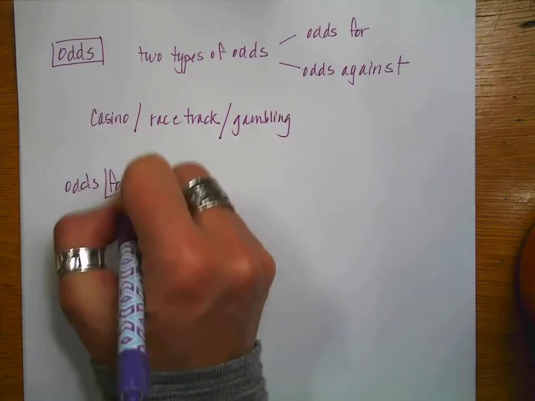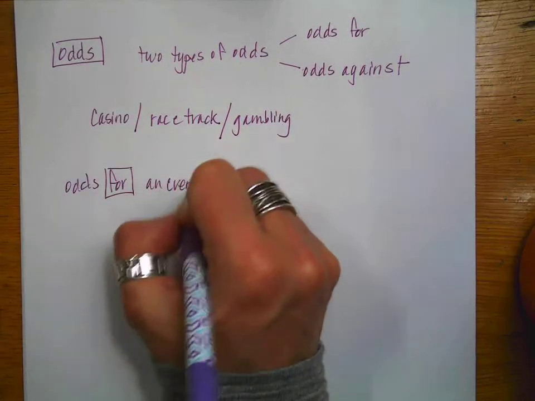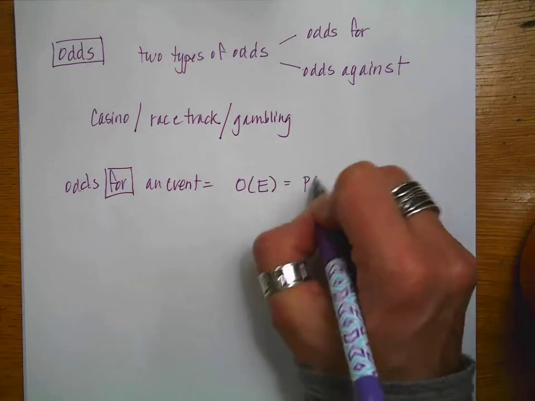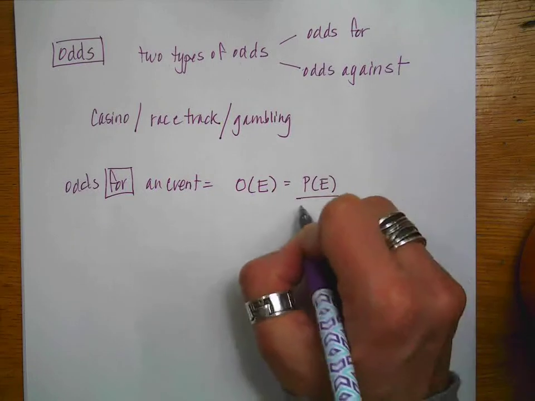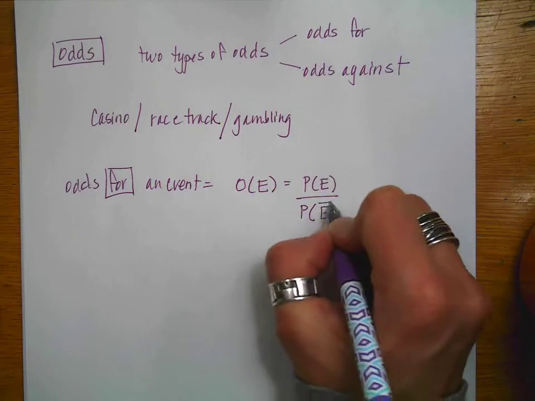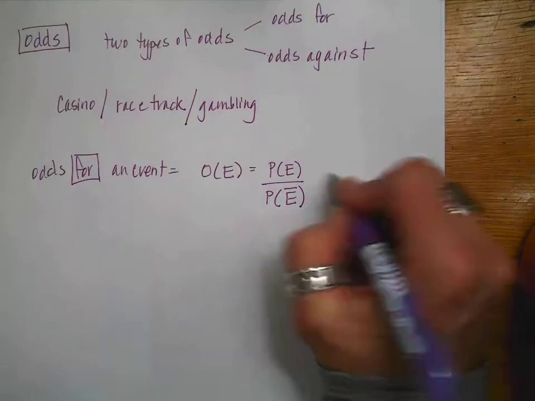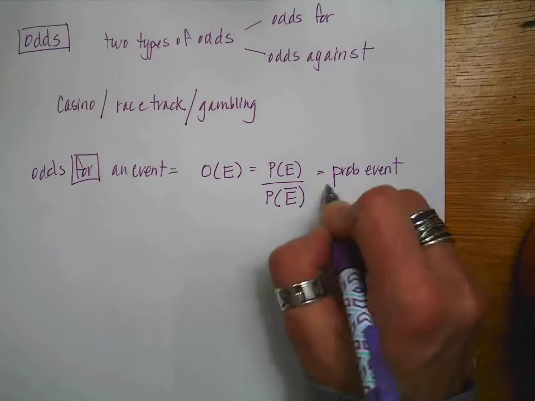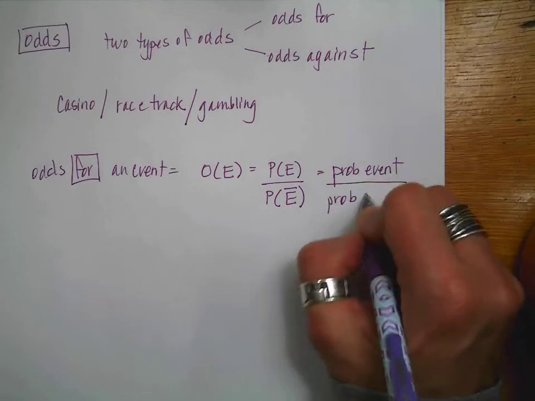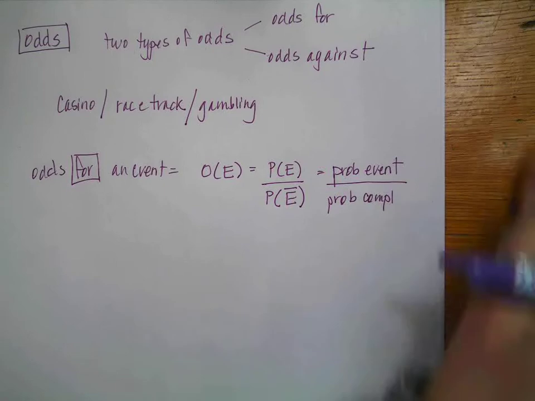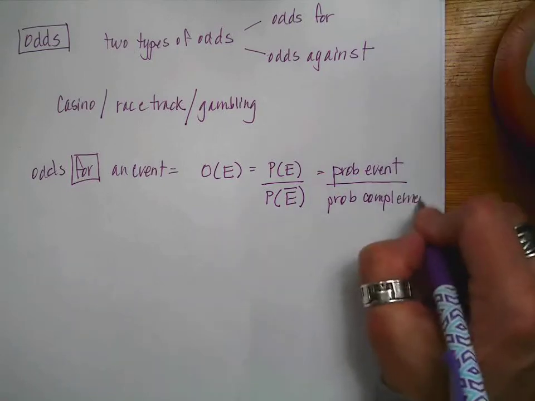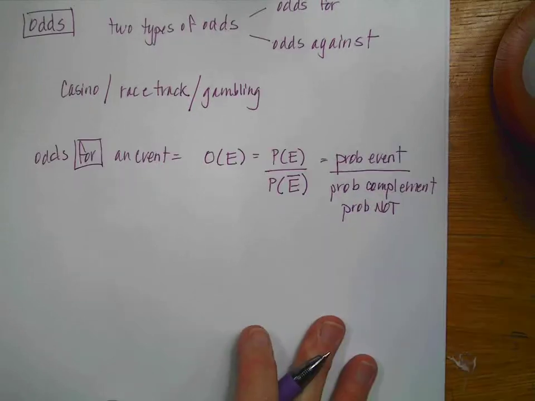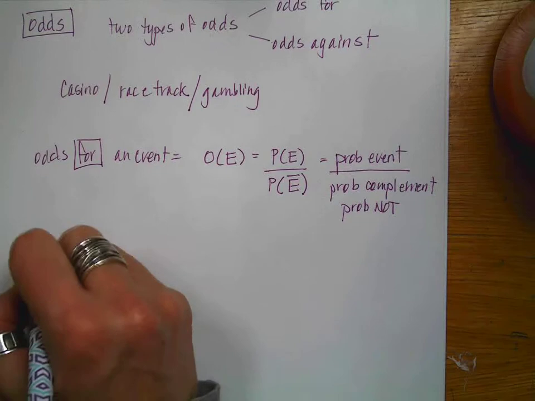So the odds for an event are going to be equal. Odds of the event is going to be equal to the probability of the event divided by the probability of the complement. Okay, so remember, this is the probability of the event divided by the probability of the complement. I'm going to knock my coffee over. Complement, or the probability of not, depending on how you want to remember that.